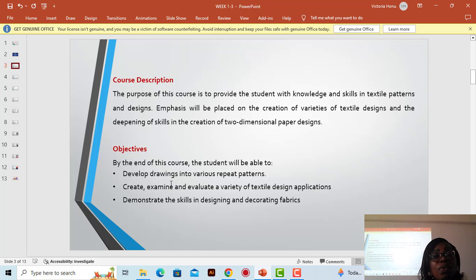So these are the goals for the course. By the end of this course, you'll be able to do all these things. You'll be able to develop your drawings into various repeat patterns. That's the motif or the design. You'll be able to create, examine and evaluate a variety of textile design applications, which we will study. It's in the slide. And then demonstrate the skills in designing and decorating fabrics. You need to take it seriously because when we move to the next course, you would print. If you don't understand it and we move, you have issues.